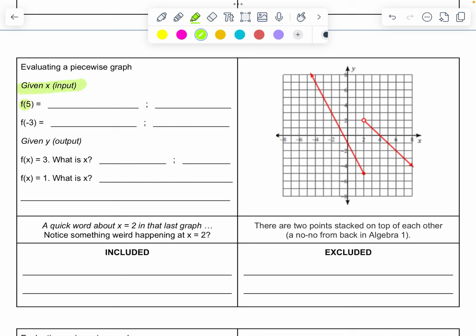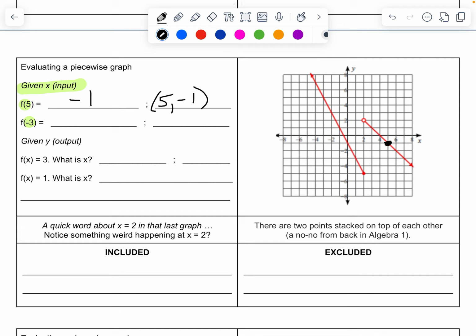So our first set of problems here, we are going to be given the x value. We know that because we see the 5 in the parentheses for the function notation, or the negative 3 in the parentheses. So we understand that that is the case with that. Let's go ahead and find those locations. So my x value of 5 would be right here. Let me make that a black dot. So right there, I have an x value of 5. What is the y value for that? The y value for that looks like it's at negative 1. Then we would call that point 5 comma negative 1.